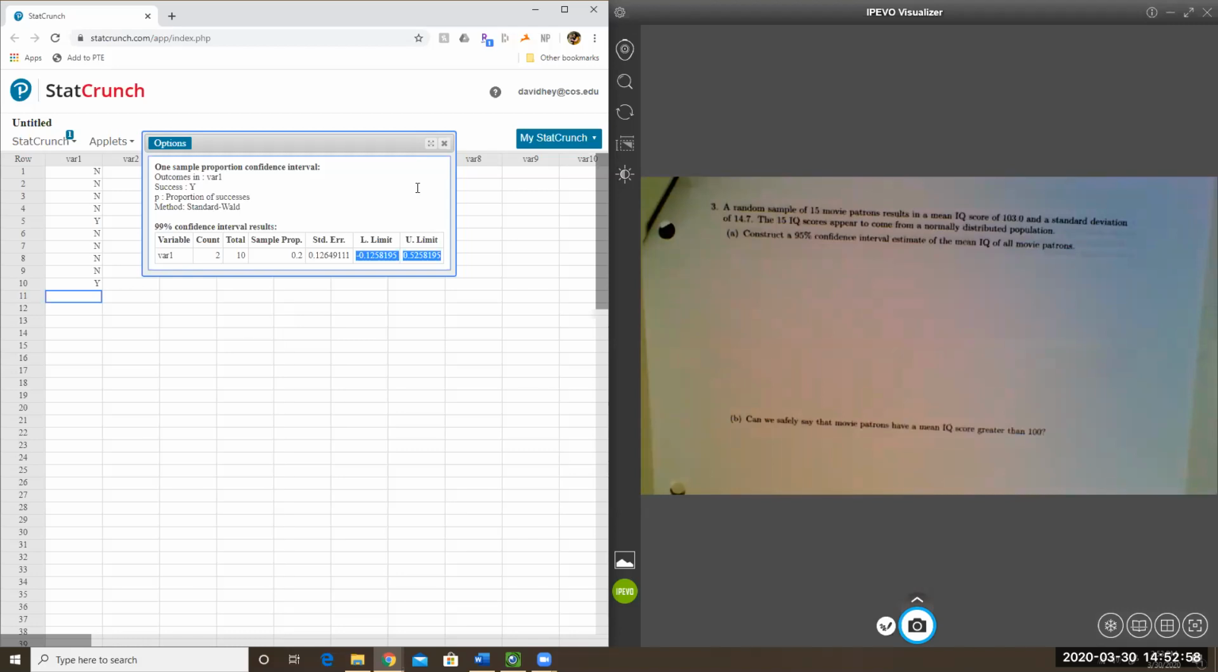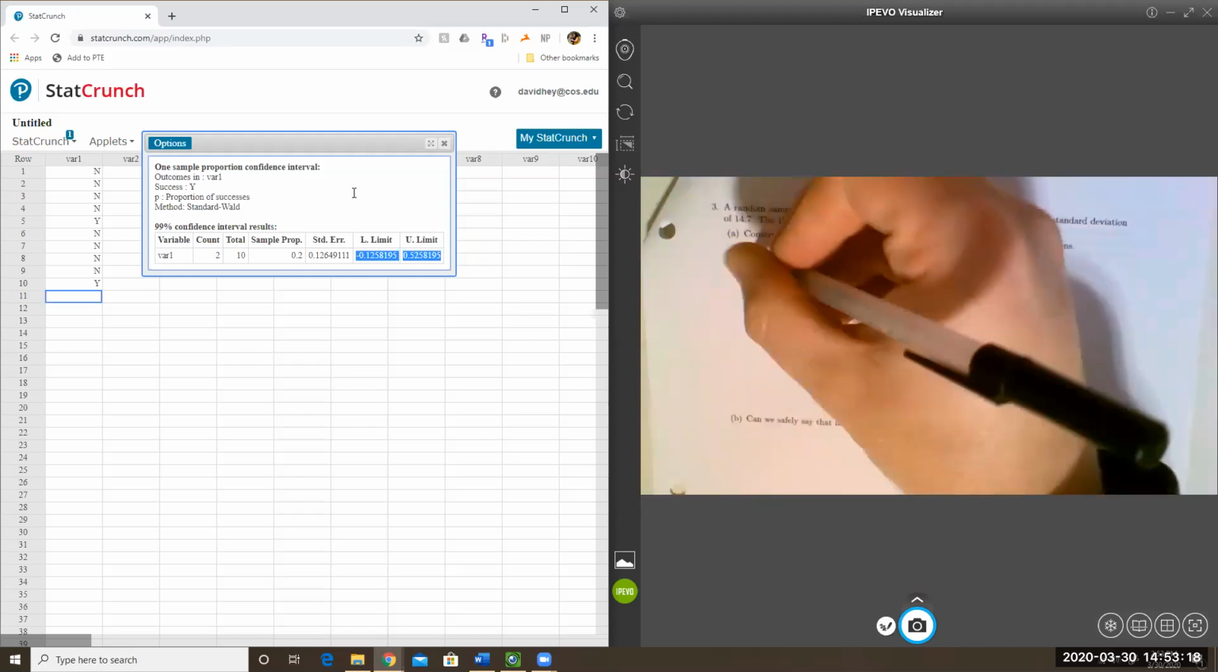Well, the good news is, so we want to construct a confidence interval for the mean. We don't have to check conditions here because we were told point blank that the IQ scores come from a normally distributed population. So therefore, X bar is also going to be normally distributed. So we can go ahead and construct the interval.